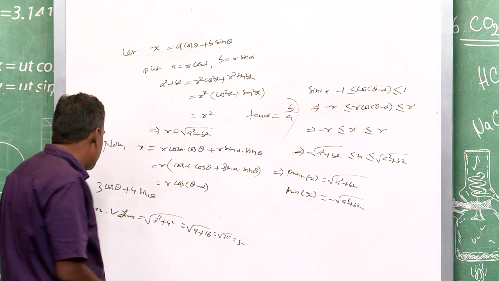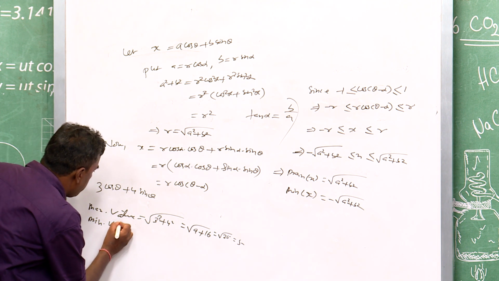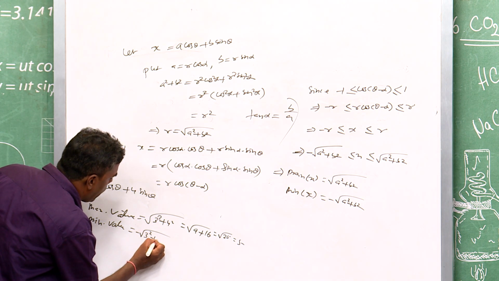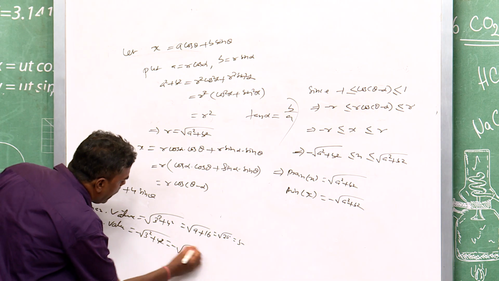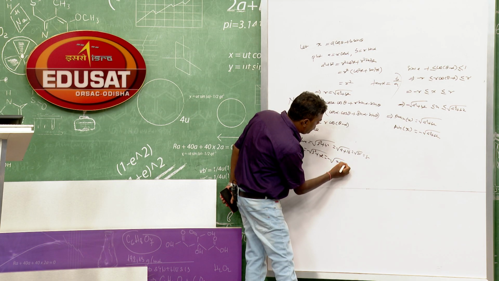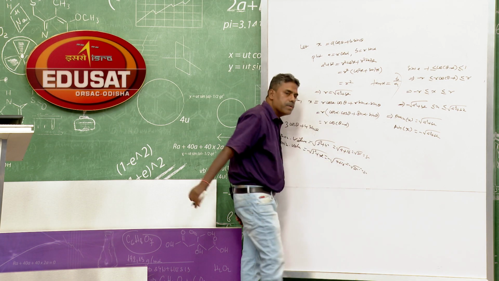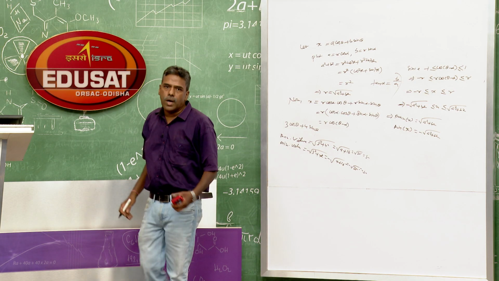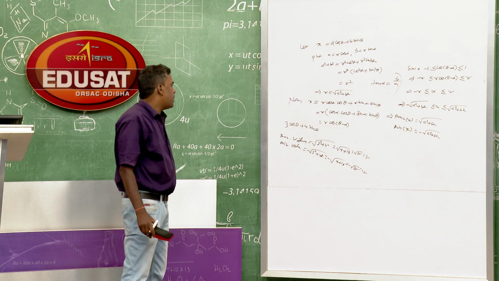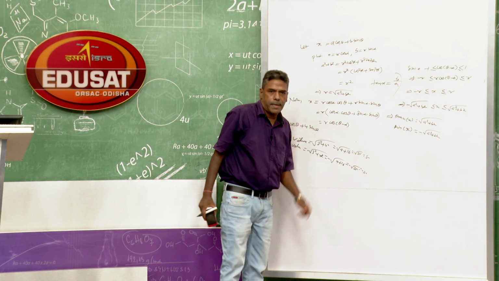Minimum value is equal to minus square root of 3 square plus 4 square, that is minus square root of 9 plus 16, which is minus square root of 25, equal to minus 5. That is, minus 5 is the minimum value of the expression 3 cos theta plus 4 sin theta, and the maximum value is equal to 5. Minimum value is minus 5, maximum value is 5.